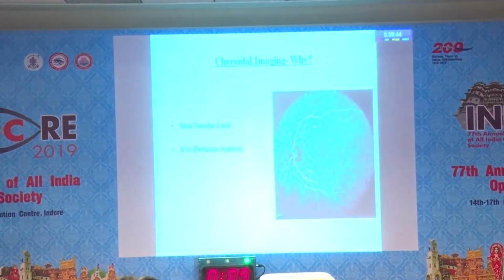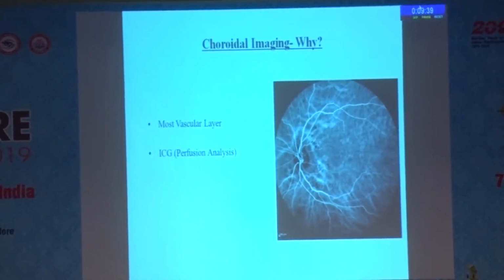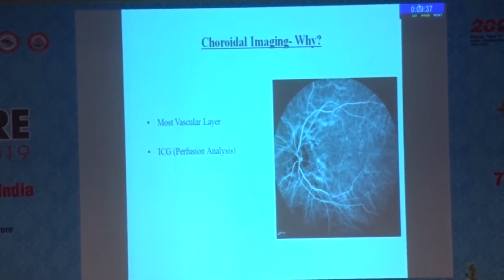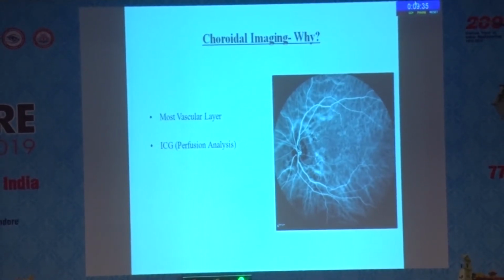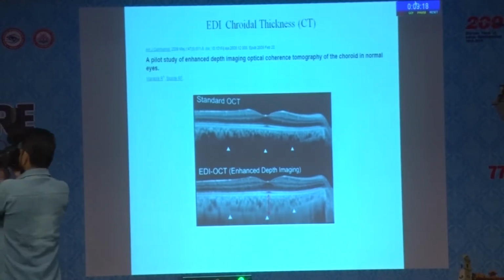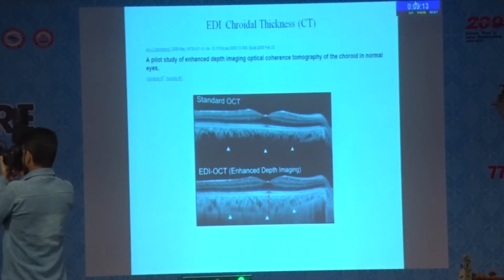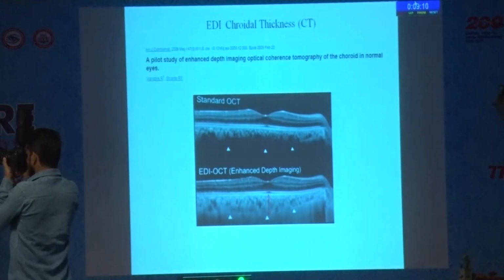Why do we image the choroid? We have known for a long time that the choroid is an important layer. Over time, with the help of multimodal imaging, we know that ICG was the only thing we were using before, but it was giving perfusion analysis. But as the technology grew, this was the first paper which changed the way we looked at the choroid. The paper was published by Spaide, when he gave the first technique of how you can image the choroid even with SD-OCT by using EDI, by just putting the zero delay line further back.